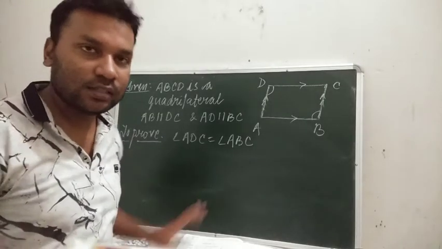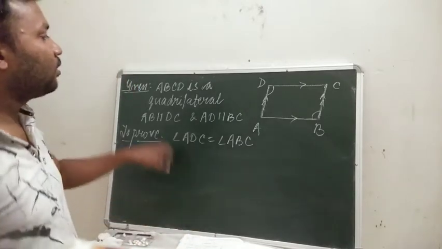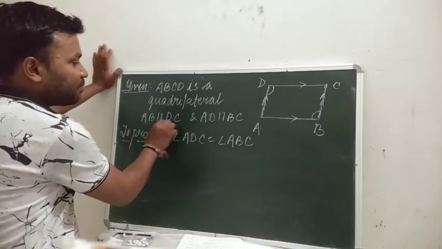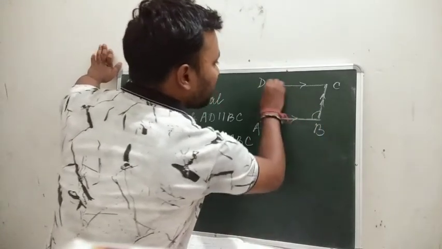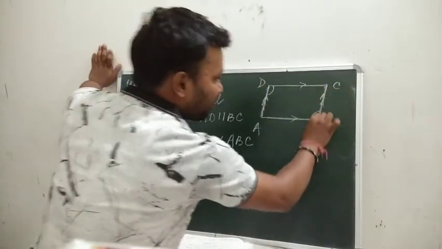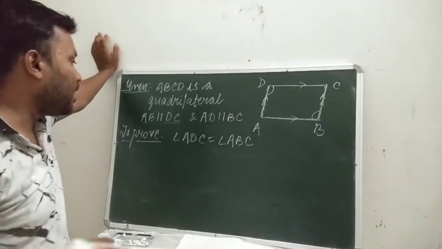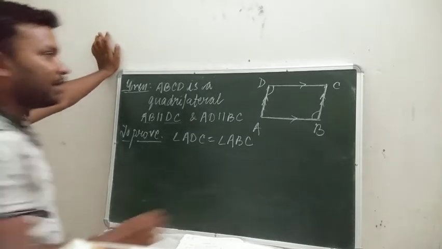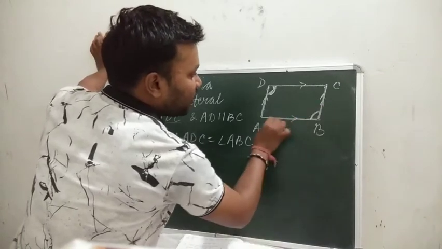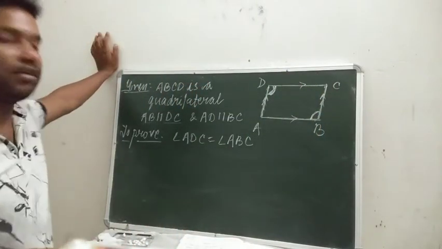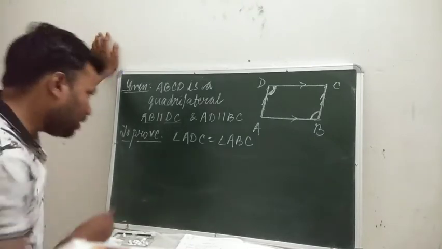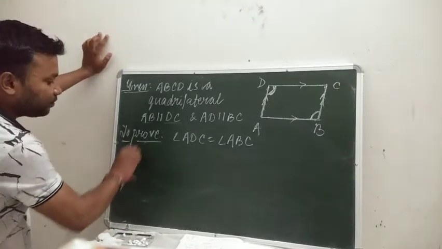Question number 11. In this question, we are given ABCD a quadrilateral in which AB is parallel to DC, this line AB is parallel to this line DC, and this line AD is parallel to BC. This is given. And what we have to prove? We have to prove that this angle ADC is equal to this angle ABC. This result we have to prove in this question. So, how we will prove this?